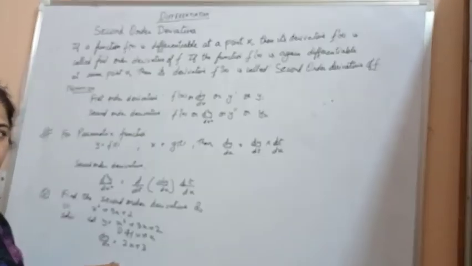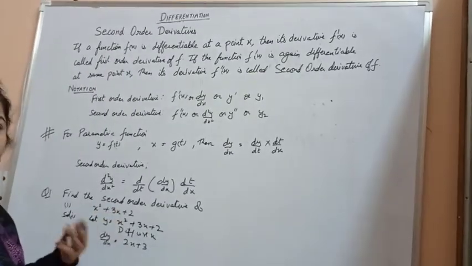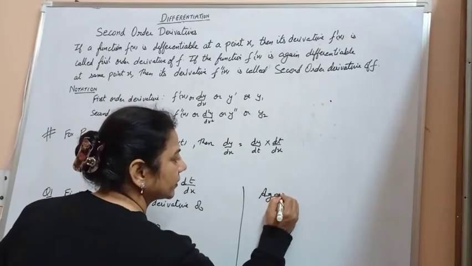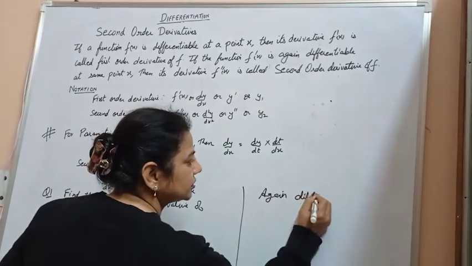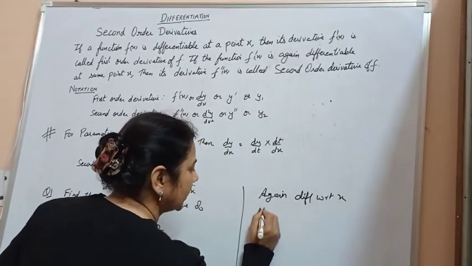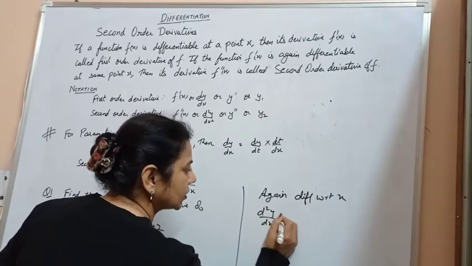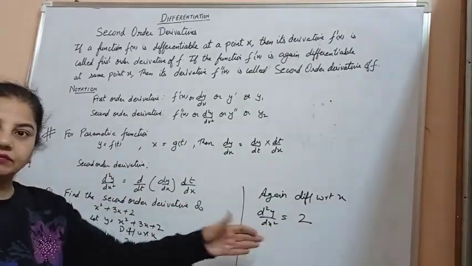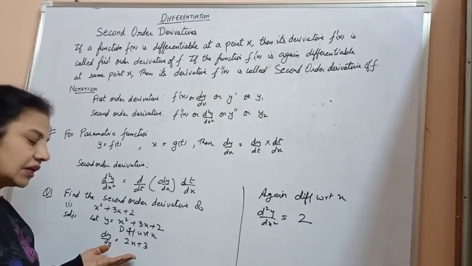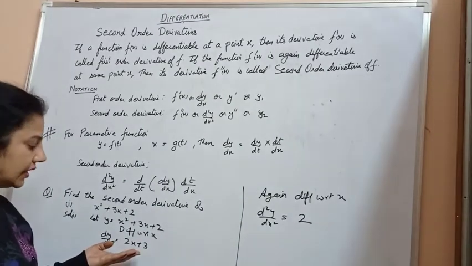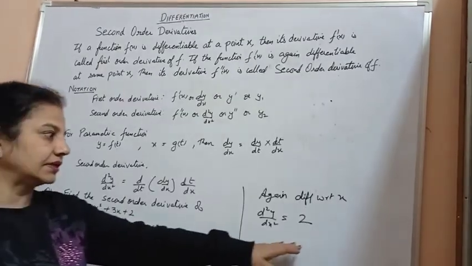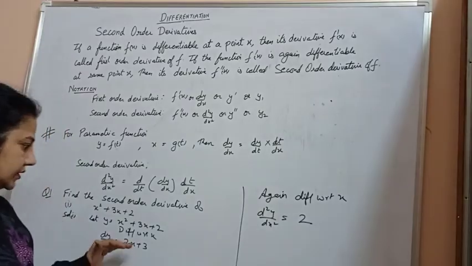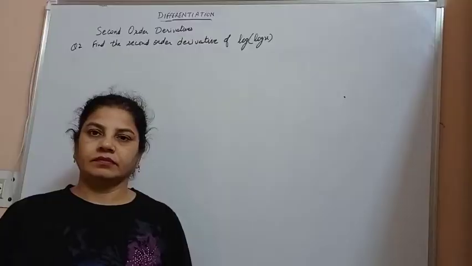Now this is the first derivative. We have to calculate for the second order, so we again differentiate it with respect to x. I get d square y by dx square is equal to 2, because the derivative of 2x plus 3 is 2. We have to differentiate the first derivative, which we calculated as 2x plus 3. If we again differentiate this, we get the result as 2. So d square y by dx square is 2. The second derivative of this function is 2.